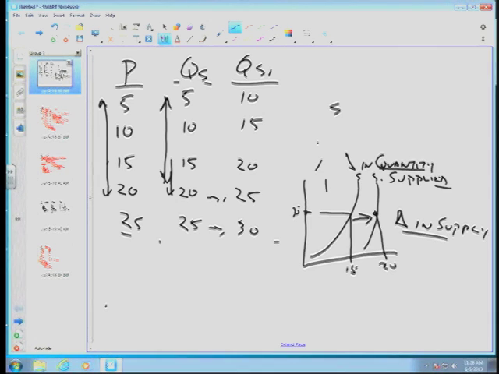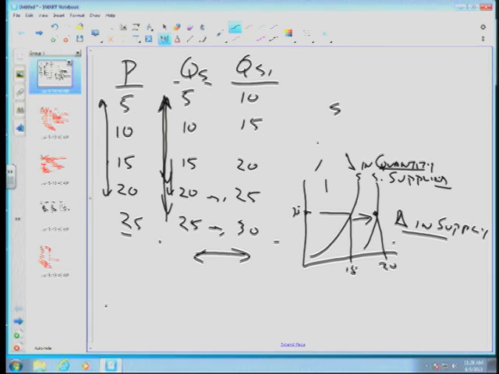Change in supply, moving from this column to this column or back. Change in quantity supplied, moving up and down the column. Changes in price lead to changes in quantities. Changes in non-price factors will shift the entire curve out or in. So this is a change in supply, this is a change in quantity supplied.